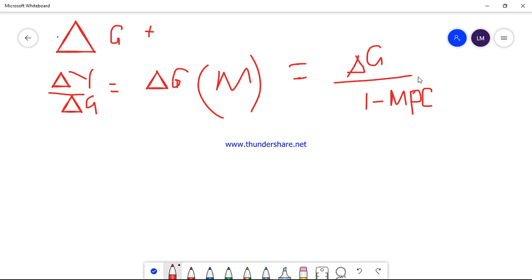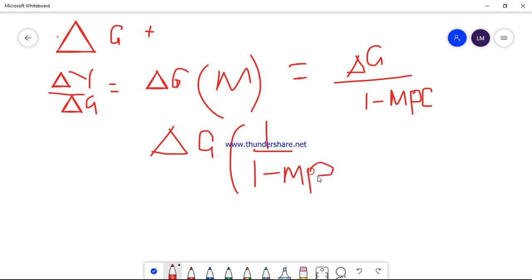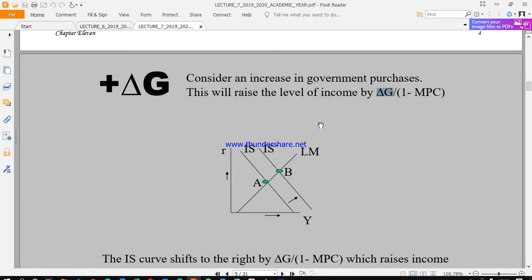So what this means is that this is the same as this. It's the same thing as the change in G times 1 over 1 minus, sorry, 1 minus the marginal propensity to consume. So what we're saying is, if there is an upward or positive change in government expenditure, we expect income to increase by the change in G times the multiplier.